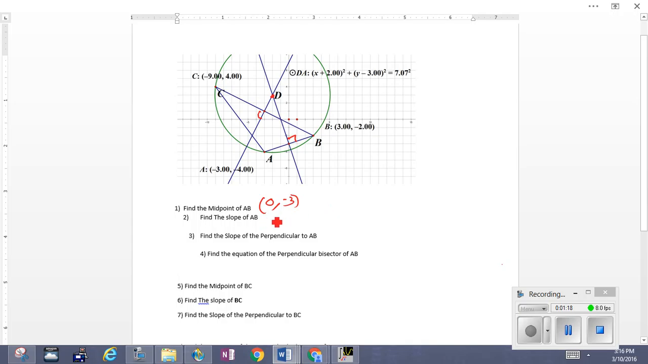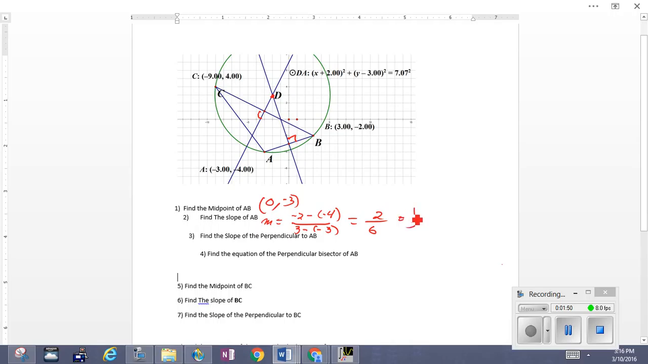What is the slope of AB? Easy enough to compute, right? The differences on the y. The slope of AB is what? The differences of the y is -2 minus a -4 over 3 minus a -3. Okay, so that is a slope of -2 minus -4, which is -2 plus 4, which is 2, over -3 minus a -3, which is -3 plus 3, which is 6. That reduces to 1/3, right?